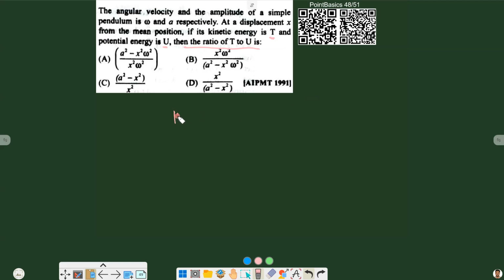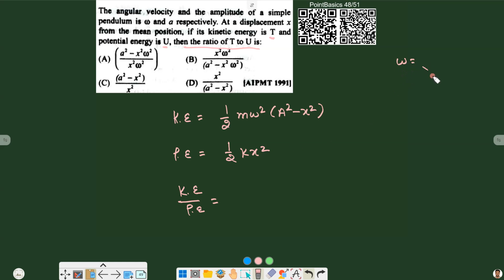Now again, kinetic energy is given by half m omega square (a square minus x square), and potential energy when displacement is x is half k x square. We have to find the ratio of kinetic to potential. Half will get cancelled, and we know that omega is under root k by m, so omega square m is equal to k. So k will get cancelled by m omega square. We just have (a square minus x square) divided by x square, that is option C.